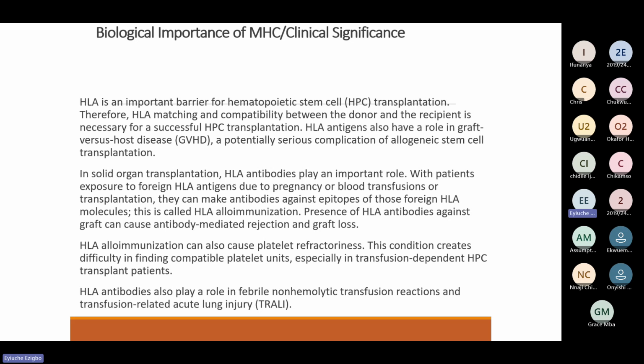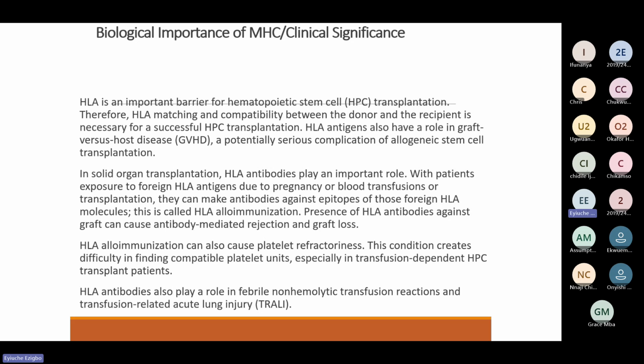Also, in solid organ transplantation, HLA antibodies play an important role. With patient exposure to foreign HLA antigens due to pregnancy or blood transfusion or transplantation, they can make antibodies against epitopes of those foreign HLA molecules. This is called HLA alloimmunization. The presence of HLA antibodies against the graft can cause antibody-mediated rejection and graft loss.